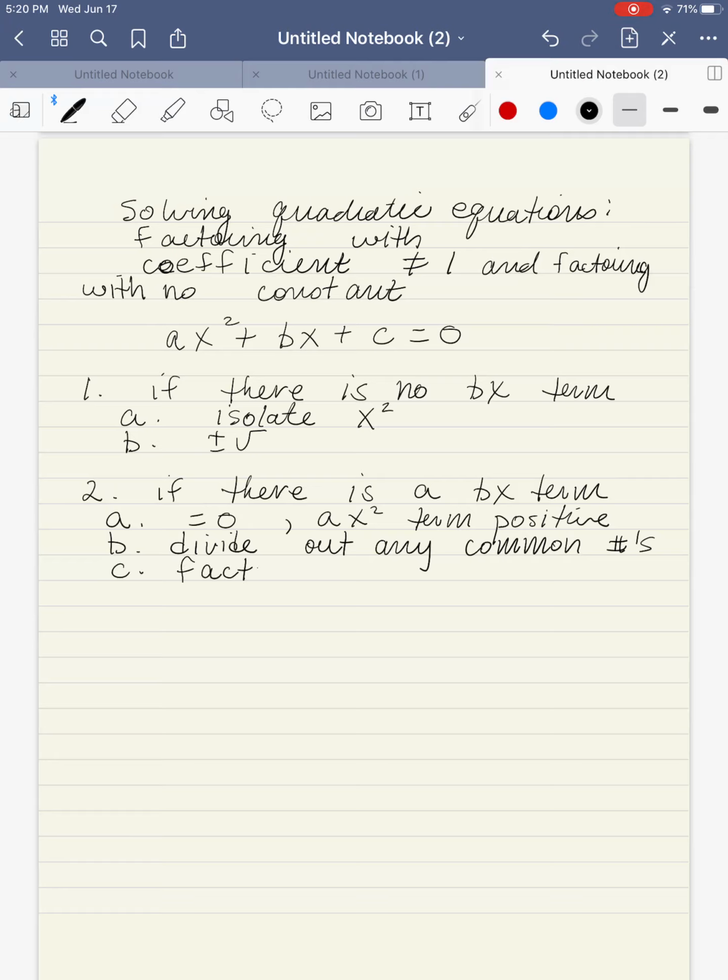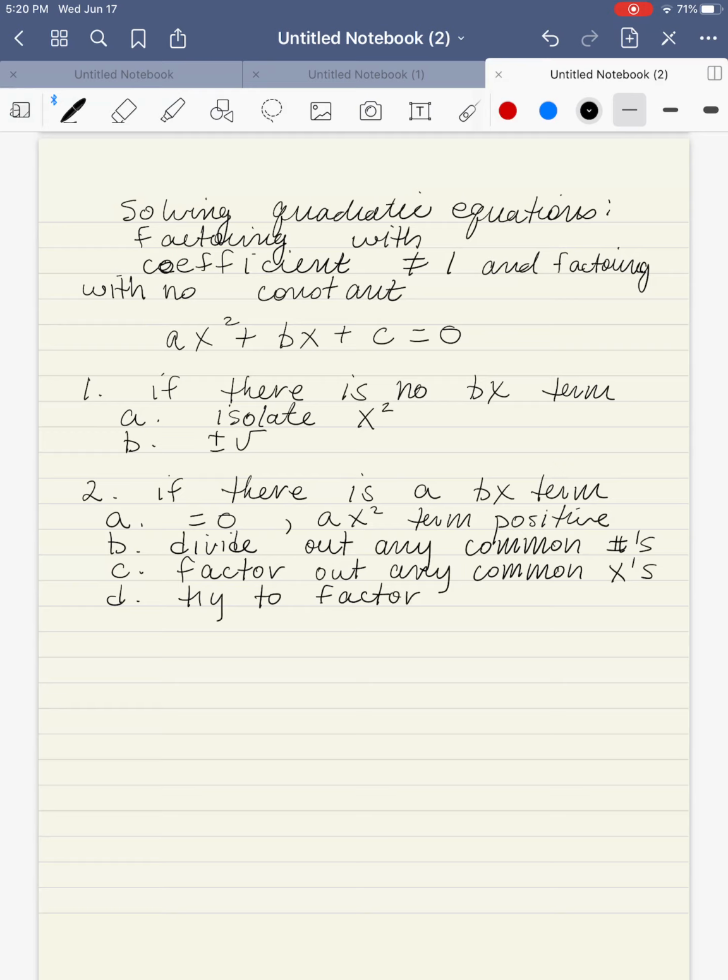Then we're going to factor out, and you'll see why in a minute, why I use a different word here, out any common x's. We cannot divide those. We have to keep them. So we factor them out and then keep them. And then we try to factor.